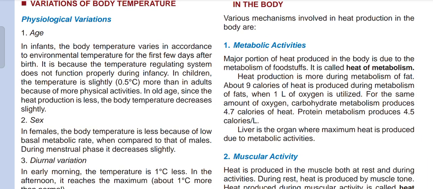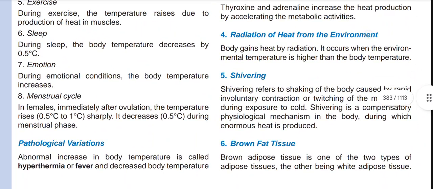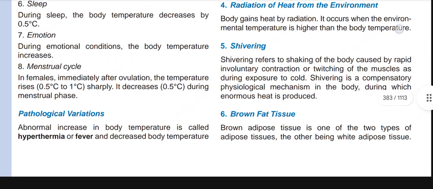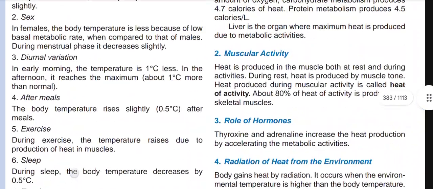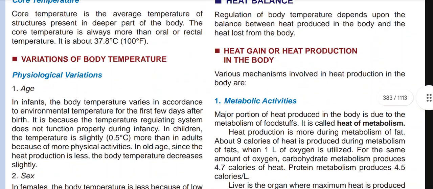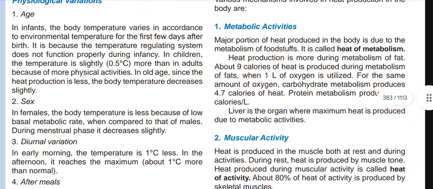Various mechanisms involved in heat production in the body are metabolic activities, muscular activity, role of hormones, radiation of heat from the environment, shivering, and brown fat tissue. These are the heat gain or heat production mechanisms in the body. There are many mechanisms, so we are discussing them one by one. First of all, metabolic activities.